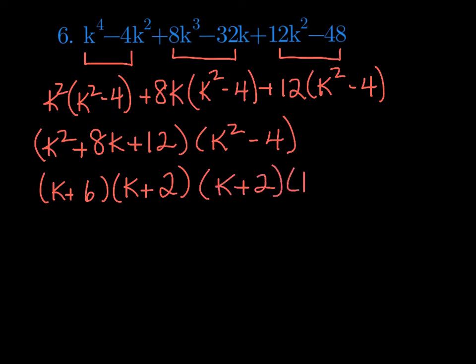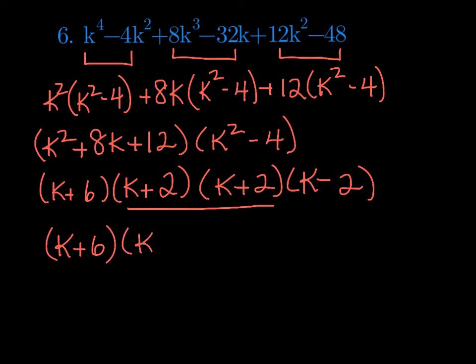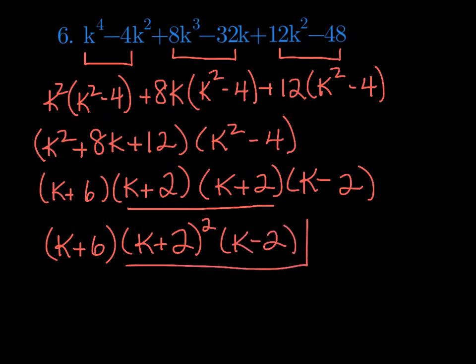Now I can leave my answer like this, but I do notice that I have the same factor written twice. So another option for you is to say k plus 6, and this can go in any order. It really doesn't matter which set of parentheses goes first. But that k plus 2 is written twice, so I'm going to square that factor. And then k minus 2. Okay? So there's your final answer.